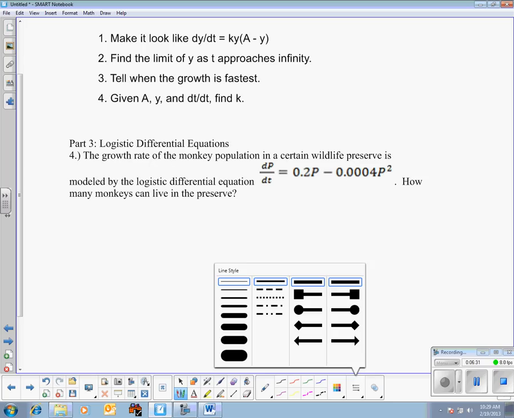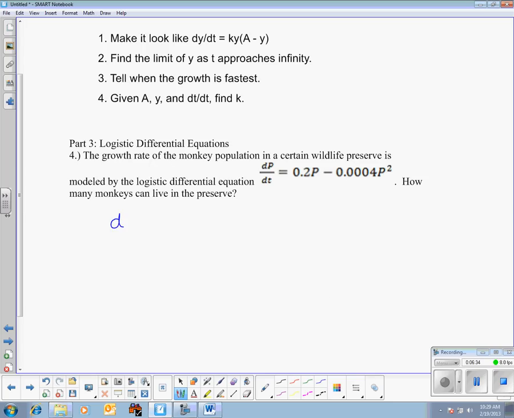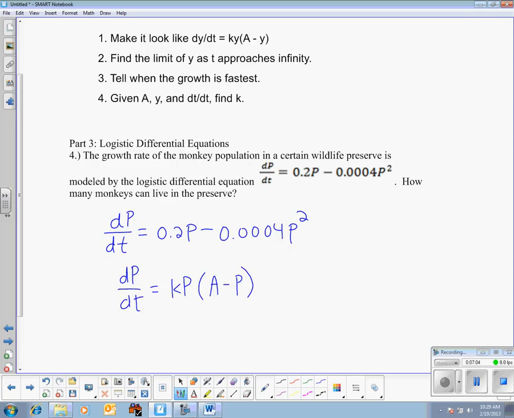How many monkeys can live in the preserve? So that's our question, basically, what's the carrying capacity? And if you can just make it look like it's supposed to look, then these questions are all very, very easy. So we just need to factor out and make it look like ky times (a minus y). In this case, p. So I want to make it look like dp/dt equals kp times (a minus p). All I've done is change my y into a p.